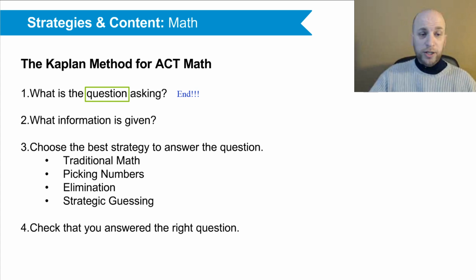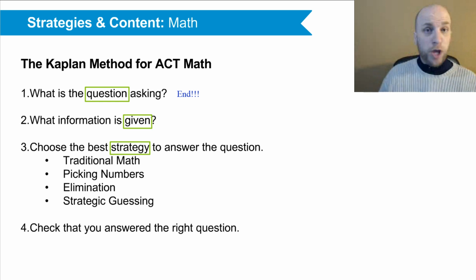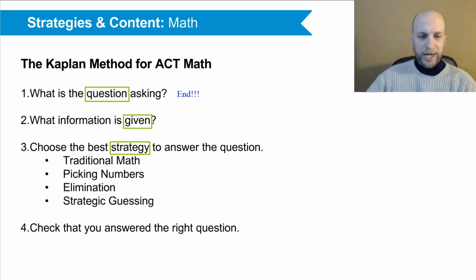Once you know what they want you to do, you're going to say, all right, well, what do they give me? Numbers, variables, all right? After I've asked, what do they want? What do they give me? I'm going to say, what's the best approach? Is it going to be straightforward math? Picking some numbers for variables? Strategic elimination? Plugging in the values from the answer choices? There are a lot of strategies.